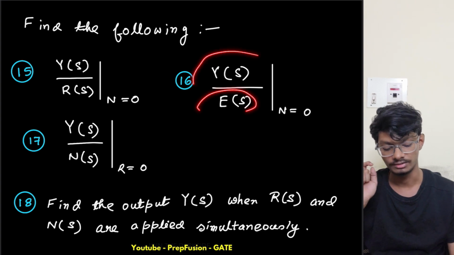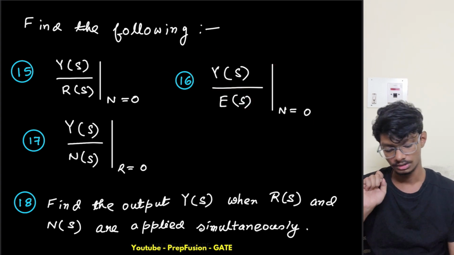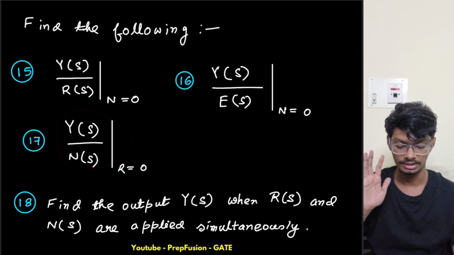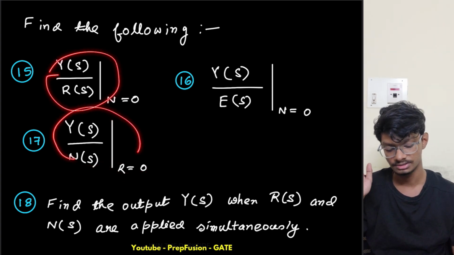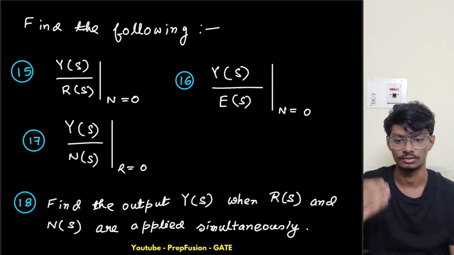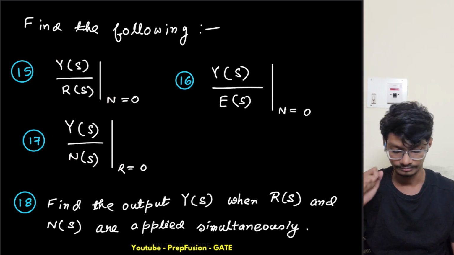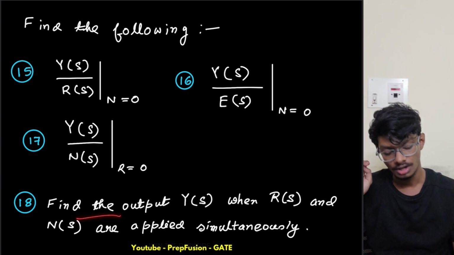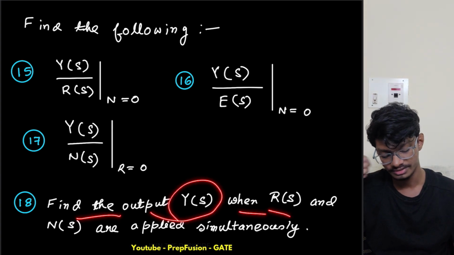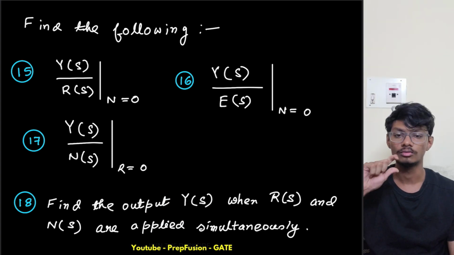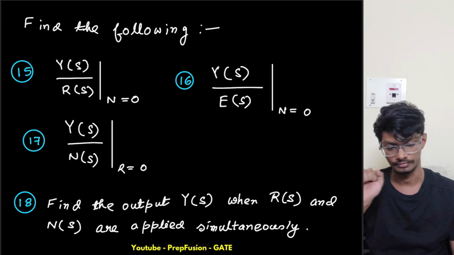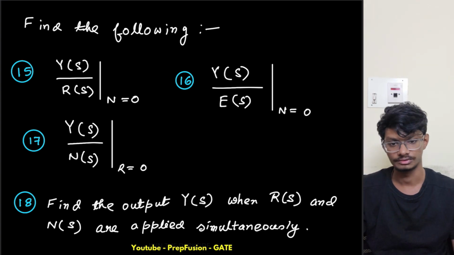Now how will I find y upon e? I will show you, okay. Then we have to find y upon n. Simply make r 0, then we can simply find it using the SFG formula. This and this we can simply find using the SFG formula, okay. I hope you are understanding. At the end, we have to find the output y of s when r of s and n of s are applied simultaneously. How will I write the equation? I will show you, okay. All those things we will better see.